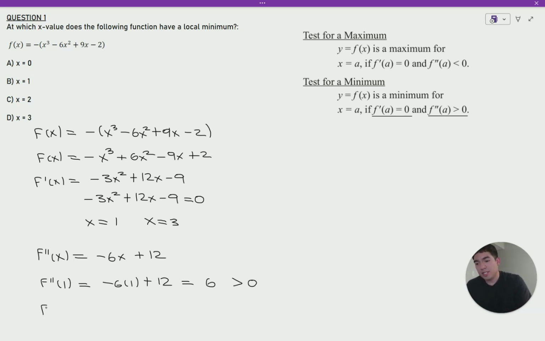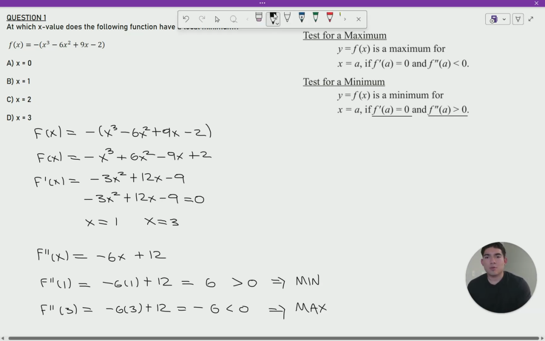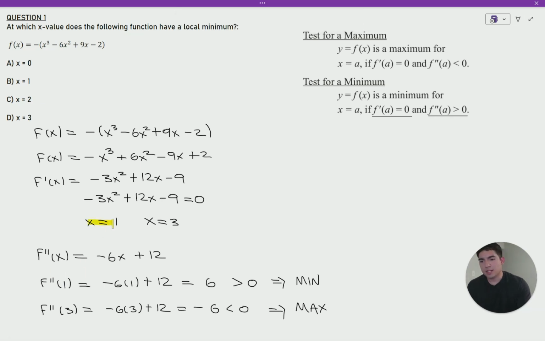Just for the sake of completion, we'll do the same thing for f double prime of 3, and that'll give us negative 6 times 3 plus 12, which in this case would be negative 6, which of course is going to be less than 0. So this right here is going to be the location of our minimum, and this is the location of our maximum. And just like I said, the one that we were interested in is the minimum. So our answer is going to be x equals 1, which in this case is B.